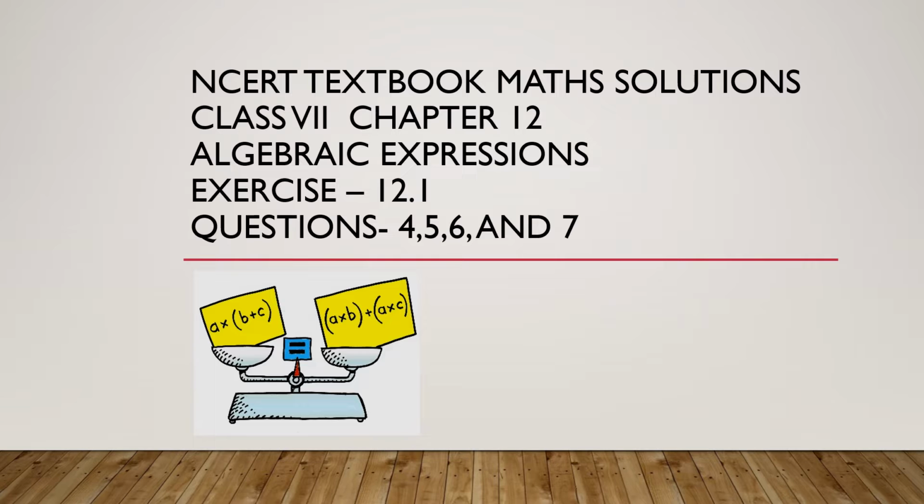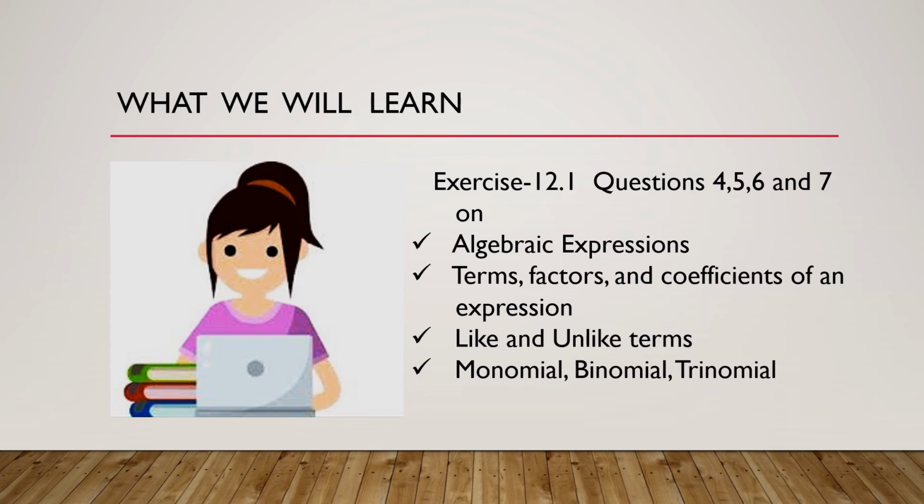Let's get started and solve some questions. Today we will learn and solve exercise 12.1 questions 4, 5, 6 and 7 of chapter 12. Chapter name is Algebraic Expressions and topics are terms, factors and coefficients of an expression, like and unlike terms, and monomial, binomial and trinomial of the expression. Let's solve some questions.